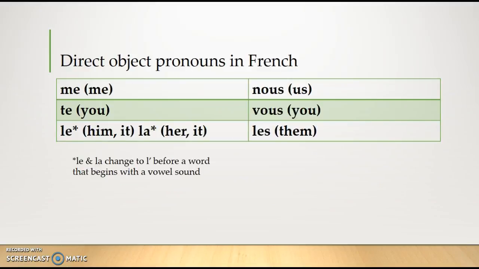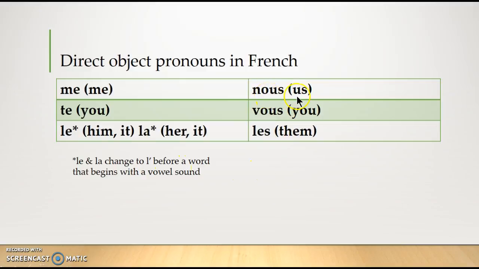So let's talk about what direct object pronouns we use in French. We have me, which of course is going to be me. Te, which is going to replace toi, and it refers to you. Le is interesting in that it can refer to him or it, so you'll know from the context whether we're talking about a person or a thing. La is the same way, can refer to her or it. And note here that le and la can change to l' before a verb that begins with a vowel sound.